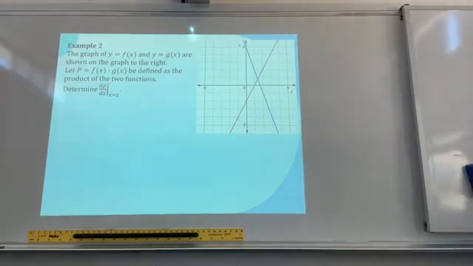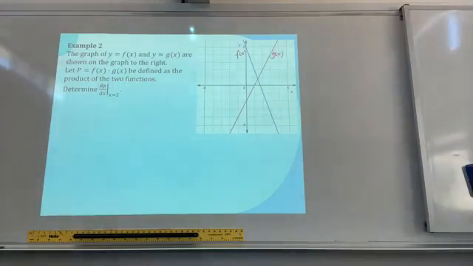Find the equation. You don't know which one is f(x) and which one is g(x). It doesn't really matter. You can say one of them is f(x). Let's call this y equals f(x), and let's call this g(x).